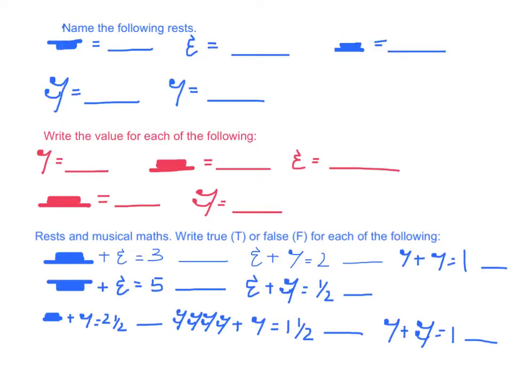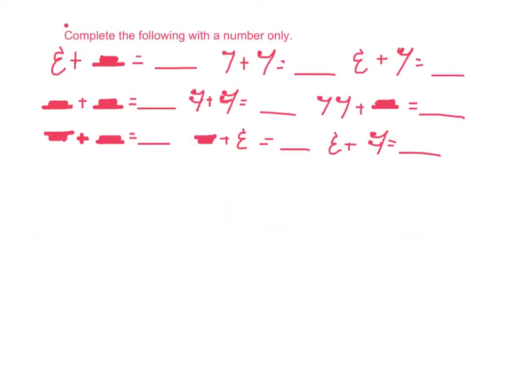You are now focused on rest values, so please pause this video until you complete these activities. Write the question and answer in your music book. Again, remember to pay attention to the amount of flags on the rest and to differentiate between the semibreve and minim rest. Write both the question and answer in your music book, please.